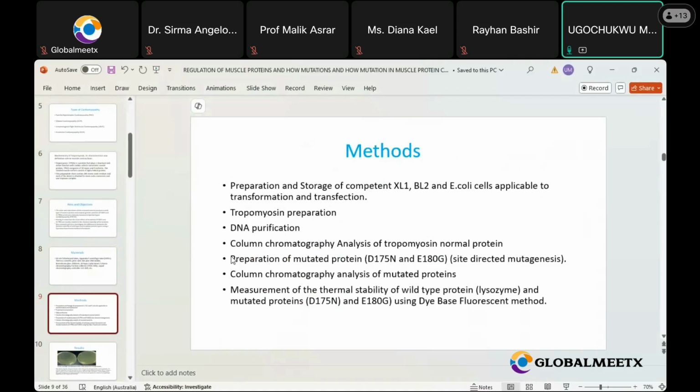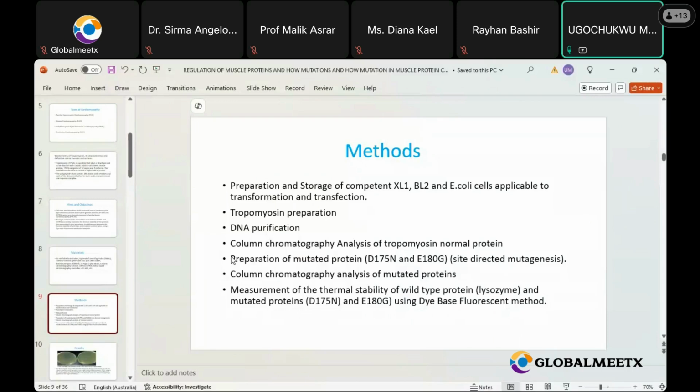The two cells, XL1 and BL21, undergo a series of centrifugation. The supernatant was discarded and the pellets were kept on ice for 5 minutes. The cell pellets of XL1 and BL21 were resuspended in pre-cooled solution and mixed thoroughly. About 100 microliters each of XL1 and BL21 cells were transferred into sterile Eppendorf tubes, followed by addition of 2 microliters of DNA to each of the cells, kept on ice for 15 minutes of incubation, and subjected to heat shock at 42 degrees centigrade.